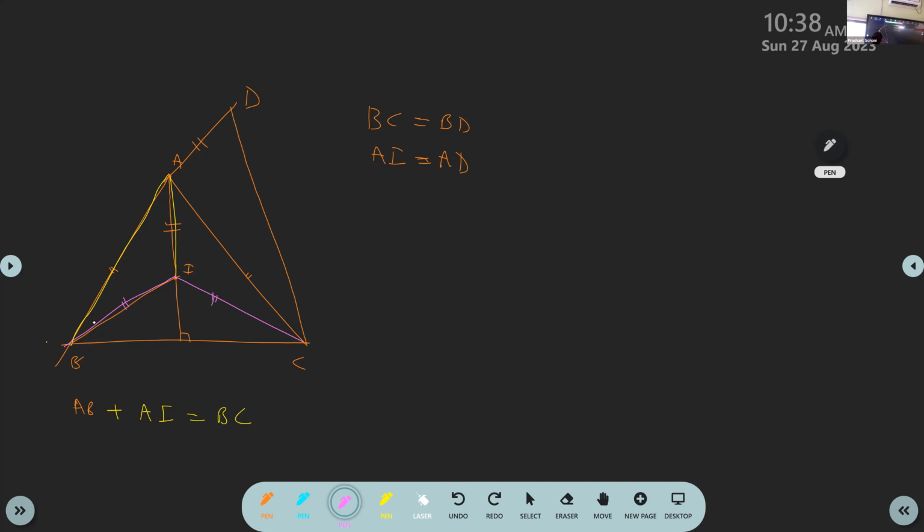And now this BCD triangle is also isosceles. So what will I become for triangle BCD? Do you see, I will be equidistant from all three. So I will get IB equal to ID, right? So I is the circumcenter.